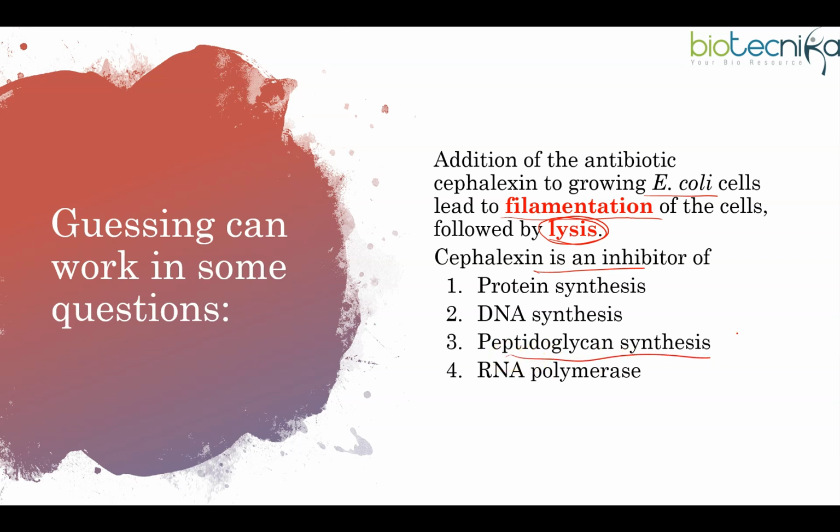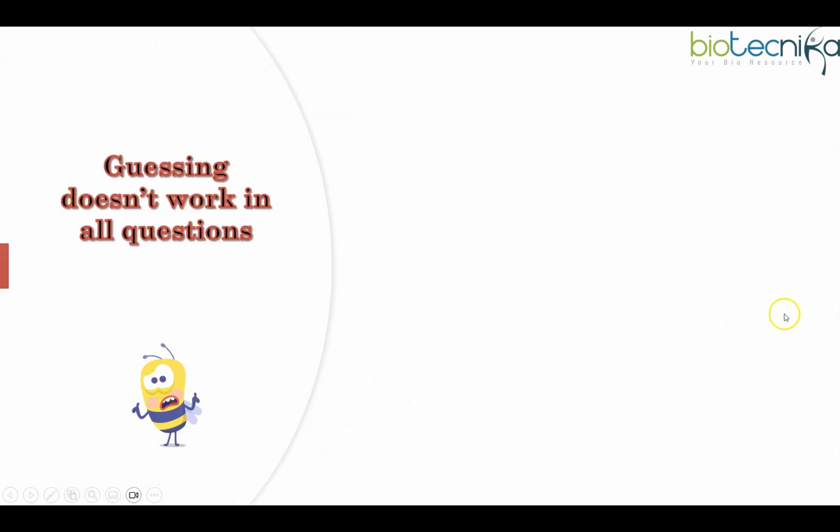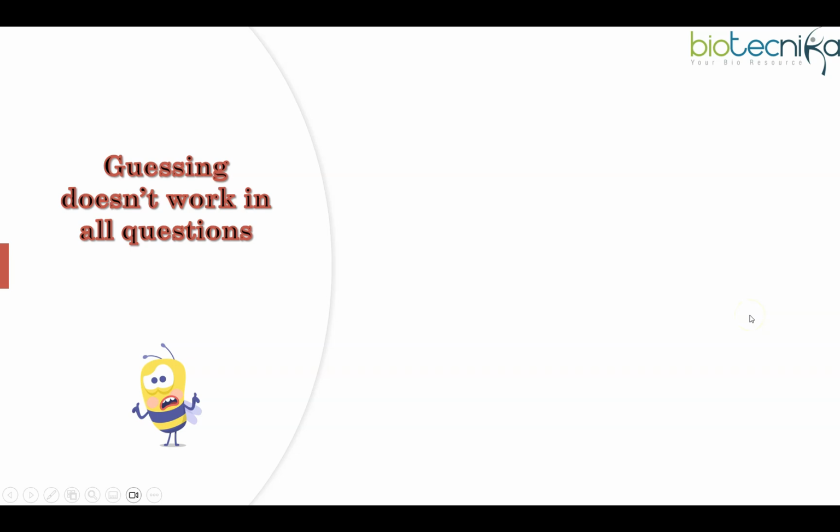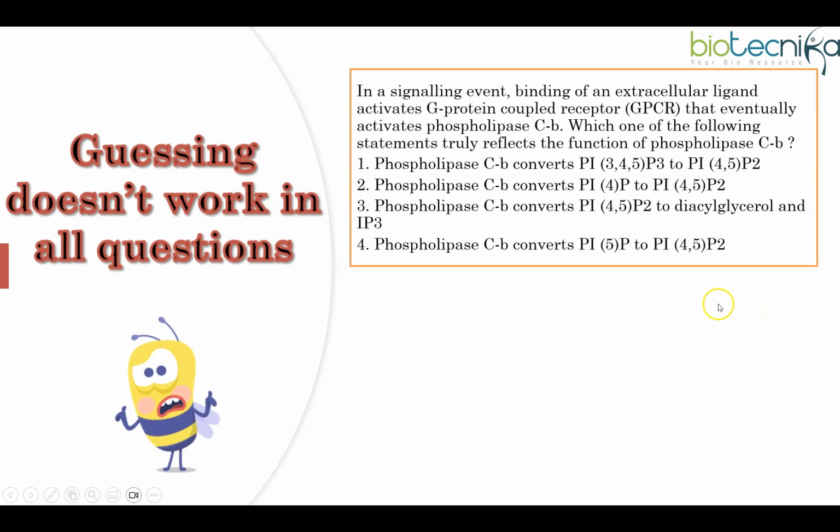So peptidoglycan synthesis, this way you can guess. Okay, so this you will only do when you are falling short of the total number of questions that you need to attend. Let's say you have not come up to the 15 part B questions. Then you can try to take this risk. As I said, question selection is a matter of risk. But guessing doesn't work in all questions, so be careful.